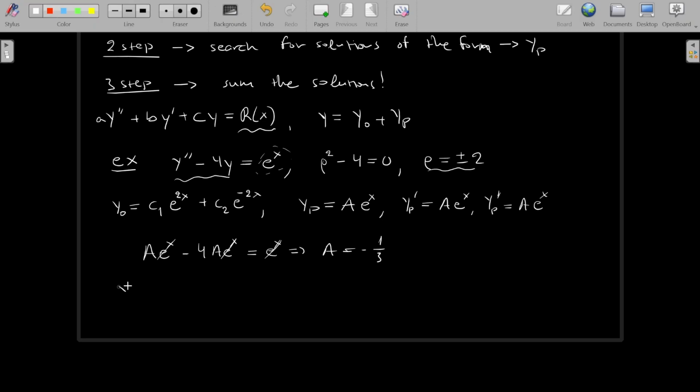So finally, the solution is y naught plus y particular. So the one we wrote above, c1 e to the 2x plus c2 e to the minus 2x. So this is the solution, plus minus 1/3 e to the x.